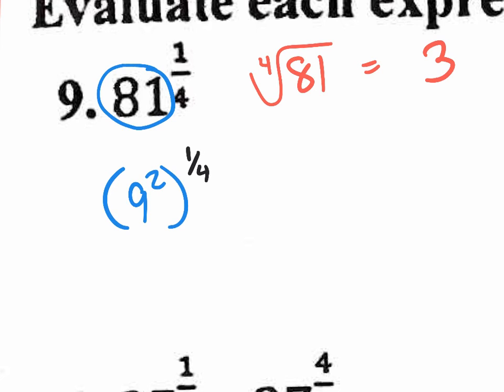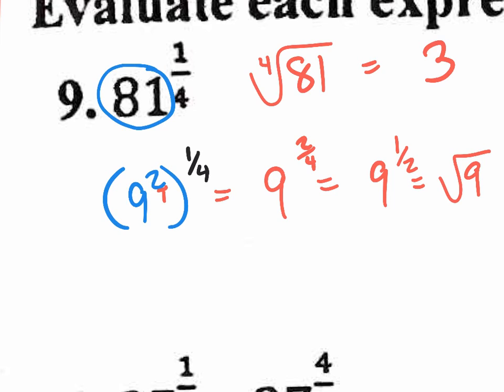Well, because now, at the very least, power to a power, I could multiply. And what's 2 times 1/4? 2/4, which is really 1/2. And 1/2 is really the square root. And the square root of 9 is really 3. Same exact answer. You like the top one better? That's fine, right? Okay. But what I'm saying is there's so many different ways of doing this problem.